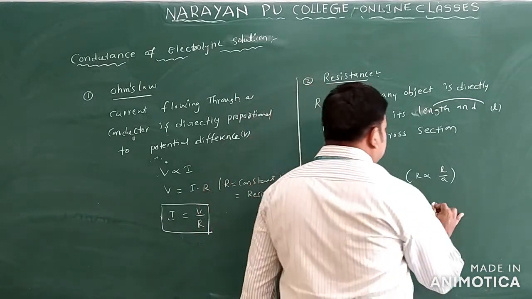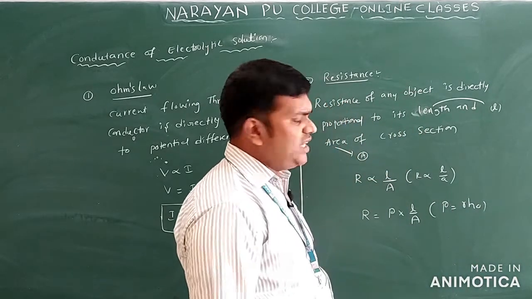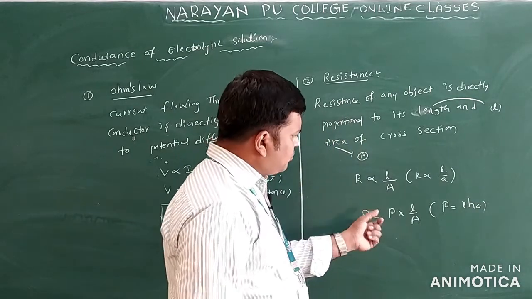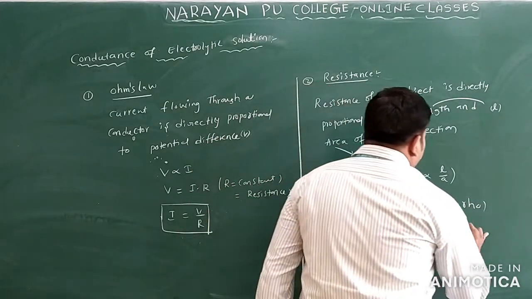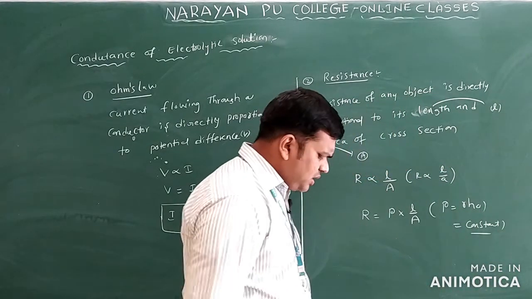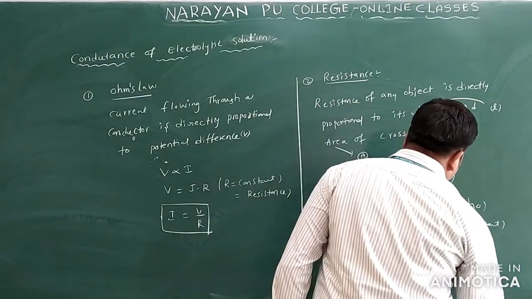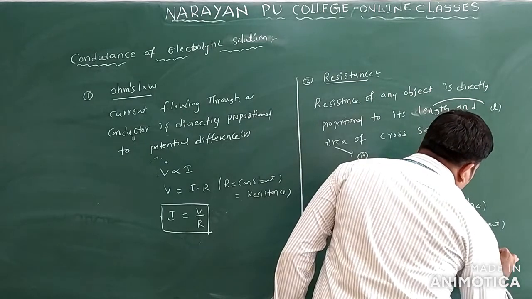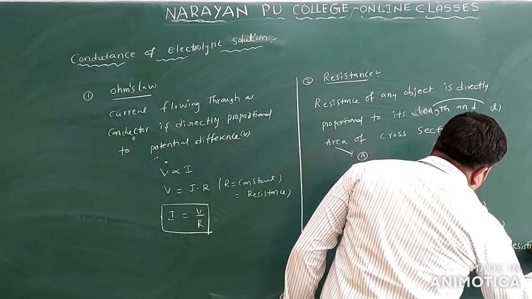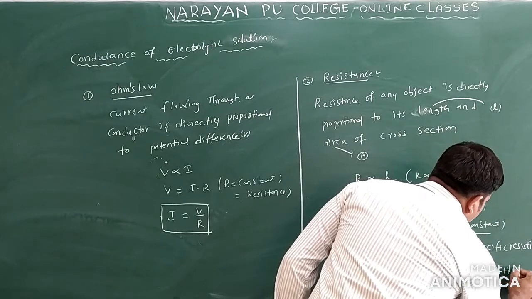What do we call this? This is called rho, in Greek we call it rho. Rho is called a constant. This is called resistivity, specific resistivity, or resistivity. Generally we call it specific resistivity or resistivity.